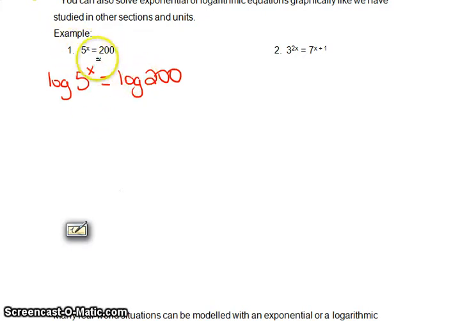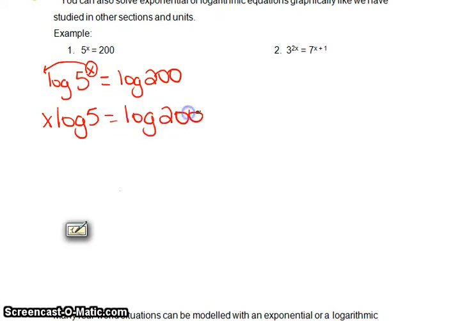Next, we apply the power law for logarithms. If you remember, that takes your exponents and writes them out front. There's no exponent on our right-hand side, so we leave that as it is. Here we will have x log of 5 is equal to the log of 200. From there we want to solve for x. When you bring out that exponent, the x and log 5 are multiplying, so to solve for x we can divide each side by log of 5.